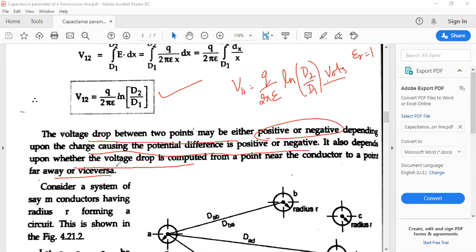So this is one thing. So you are having two different concepts here. That is the voltage drop between the 2 points, which may be either positive or negative. And the next one, it also depends on the voltage drop, which is computed from a point near the conductor to a point far away, or vice versa. So that is what is being present there.